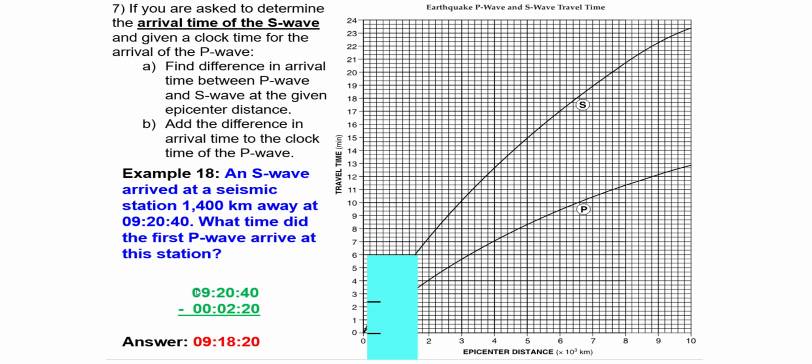So this is my S wave arrival time. I'm going to subtract 2 minutes and 20 seconds because I know that my P wave must have arrived at the station 2 minutes and 20 seconds before the S wave. So 9 hours, 20 minutes, and 40 seconds minus 0 hours, 2 minutes, and 20 seconds gives me 9 hours, 18 minutes, and 20 seconds.